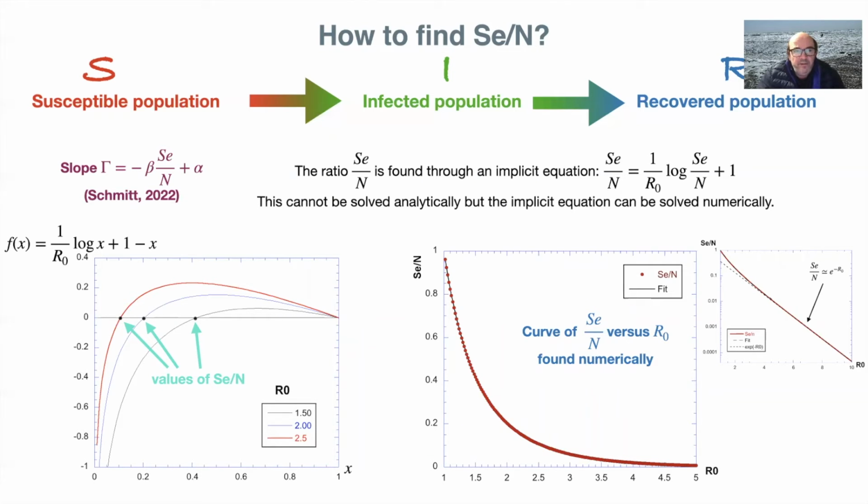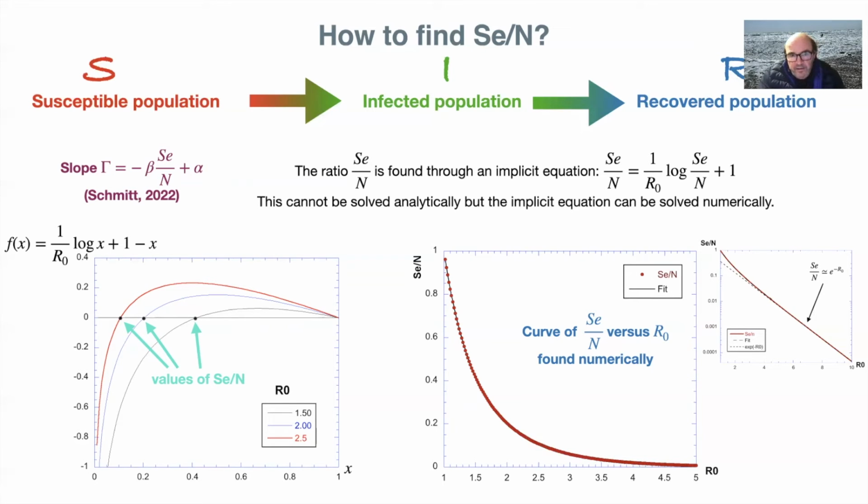First, we can find the value of SE, the limit of the susceptible population. For this, we have an implicit equation, indicated here. It means SE over N is the solution of this equation, meaning that it should be the zero of the function f of x, which is indicated on the left. We can numerically produce different curves like this and find the zero. And then the zero gives the curve on the right, which is SE over N versus R naught.